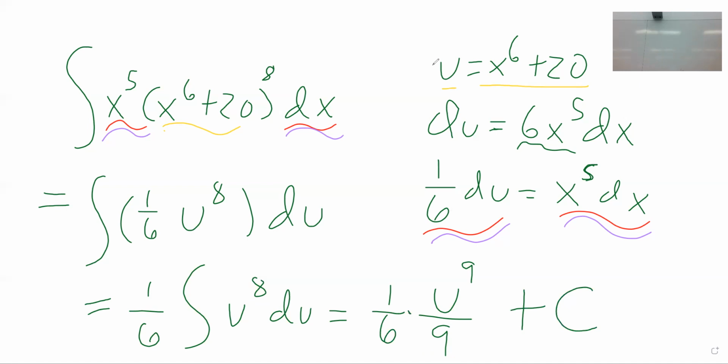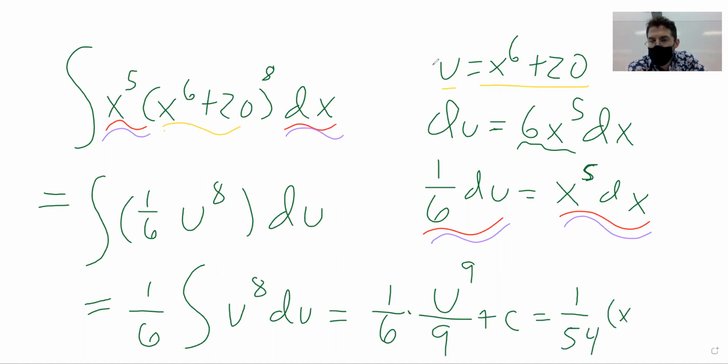Okay. So we're done, right? No. What's left? Have to sub u back in. So what's my final answer going to be here? So let's see, 6 times 9, we'll get 1/54. Okay. Then I'm subbing back in u, x to the 6 plus 20 to the power 9. Oops, plus c.